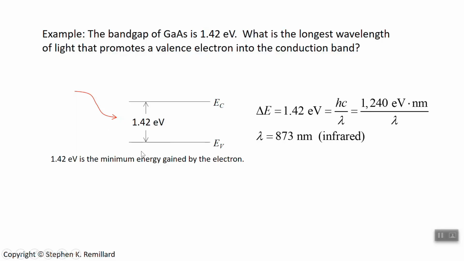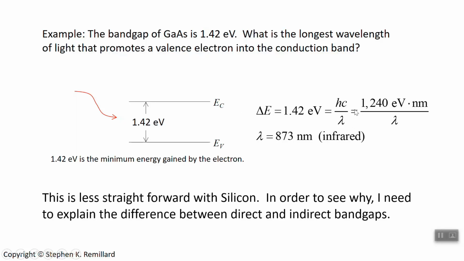So the 1.42 electron volts, the smallest energy photon that works for this, is hc over its lambda, where hc is 1240 electron volt nanometers. And if you use that, then you get lambda wavelength in nanometers. You get 873 nanometers. That's infrared. Any shorter wavelength also can promote an electron up into the conduction band.